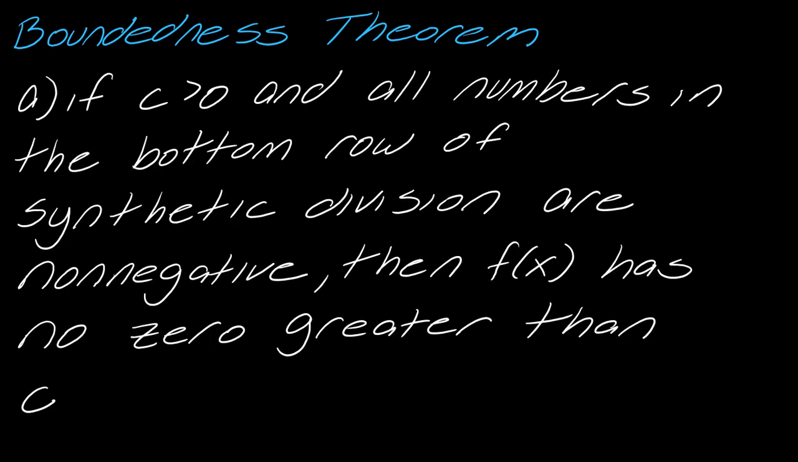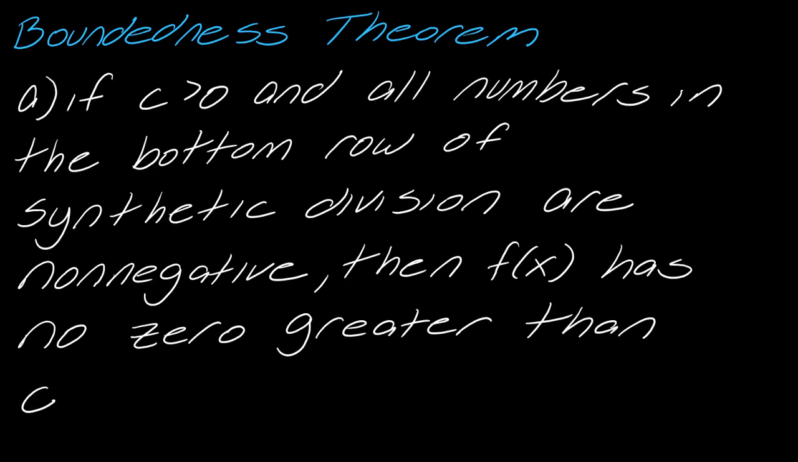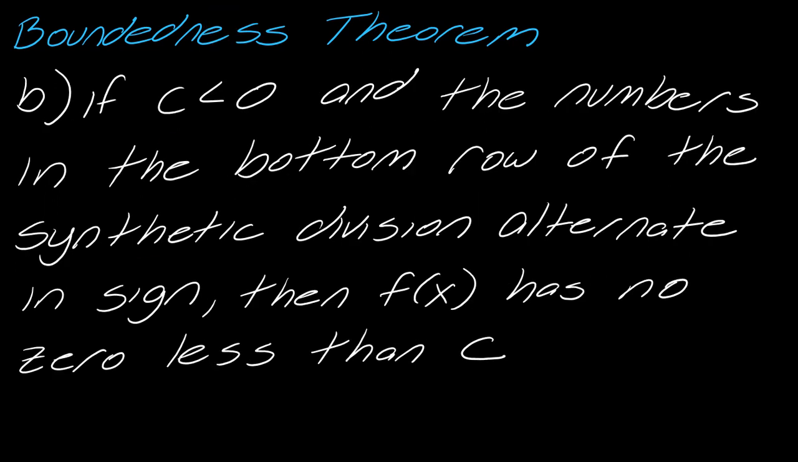The first way says that if c is greater than 0, remember we're dividing by x minus c, so with synthetic division we're using c. If c is a positive number and all numbers in the bottom row of the synthetic division are non-negative, then f of x has no 0 greater than c. It sounds very technical, but we'll unpack it in a moment. I just want to show you the other side of this theorem. If c is less than 0 and the numbers in the bottom row of the synthetic division alternate in sign, then f of x has no 0 less than c.